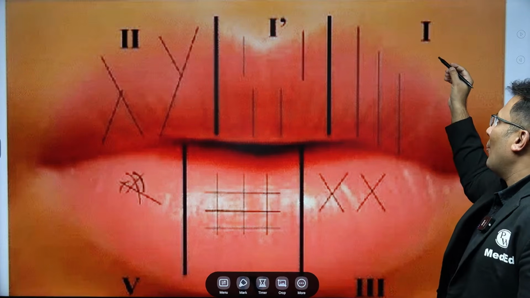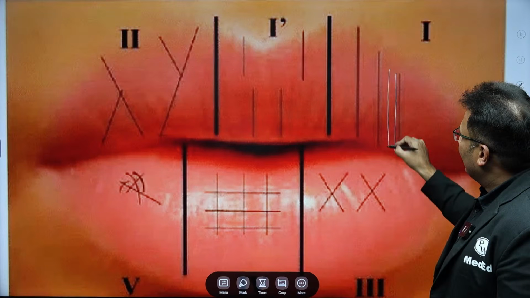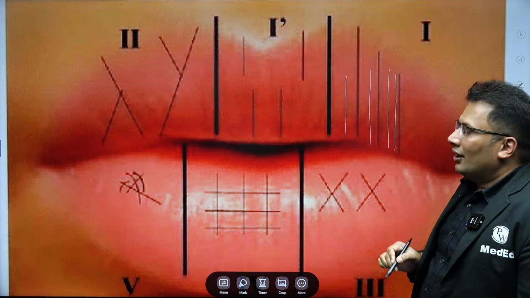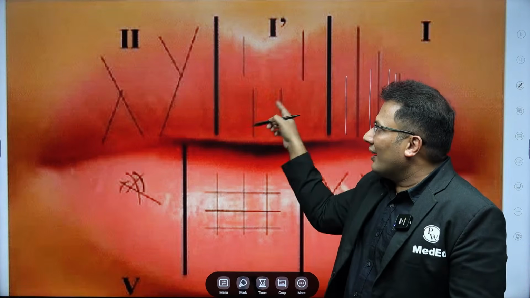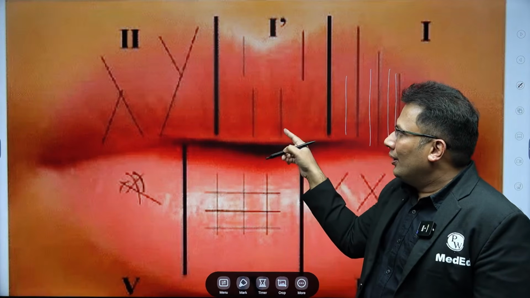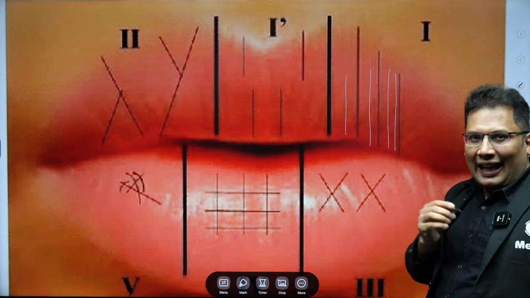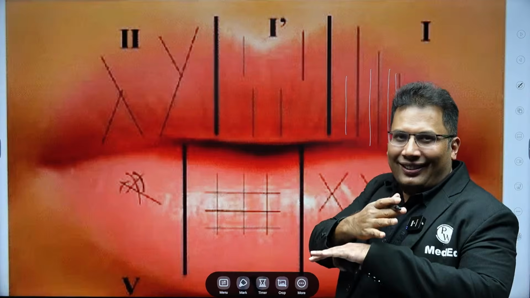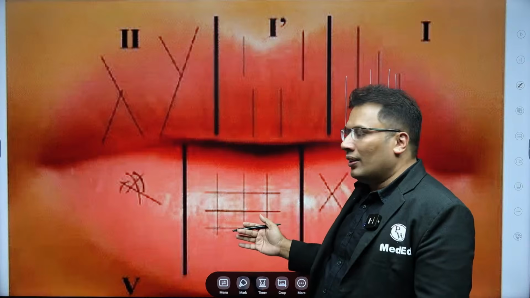This is type 1, where it covers the entire lip. Type 1 prime, again linear, not covering the entire lip. Type 2, somewhat Y-shaped, branched. Type 3 is X-shaped, a crisscross pattern, like this. If it is reticular, type 4. If it is mixed, that is type 5.